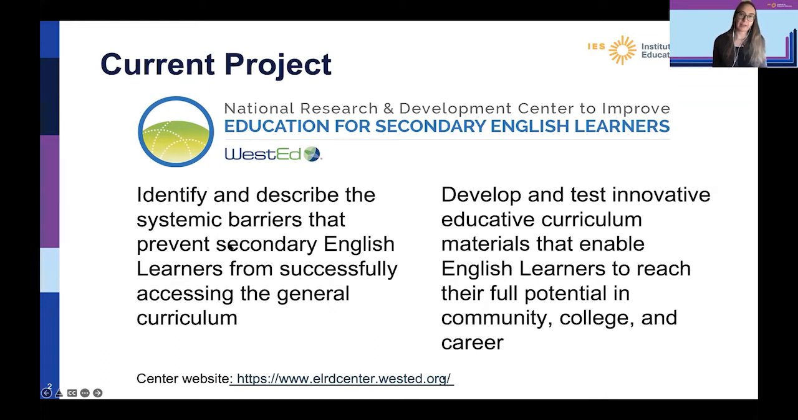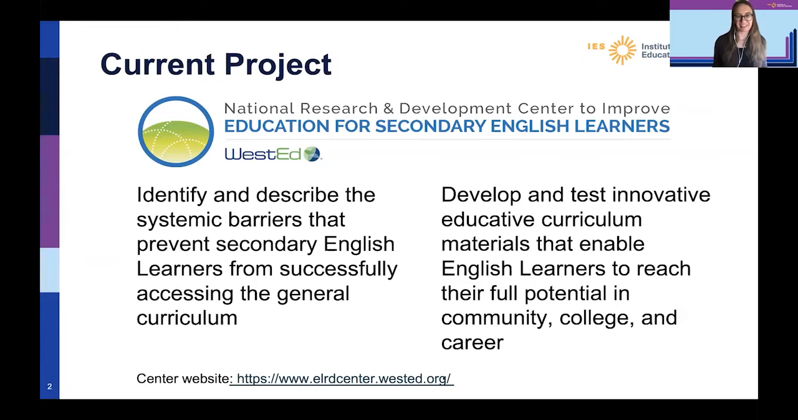I'm working with colleagues Ilana Umansky at the University of Oregon and Lee Tsai at UCLA Crest, analyzing administrative data from 4 state partners. So that's a big part of where equity and research design comes in, thinking about the stakeholders that we've been working with as we design our questions about course access for secondary English learners.